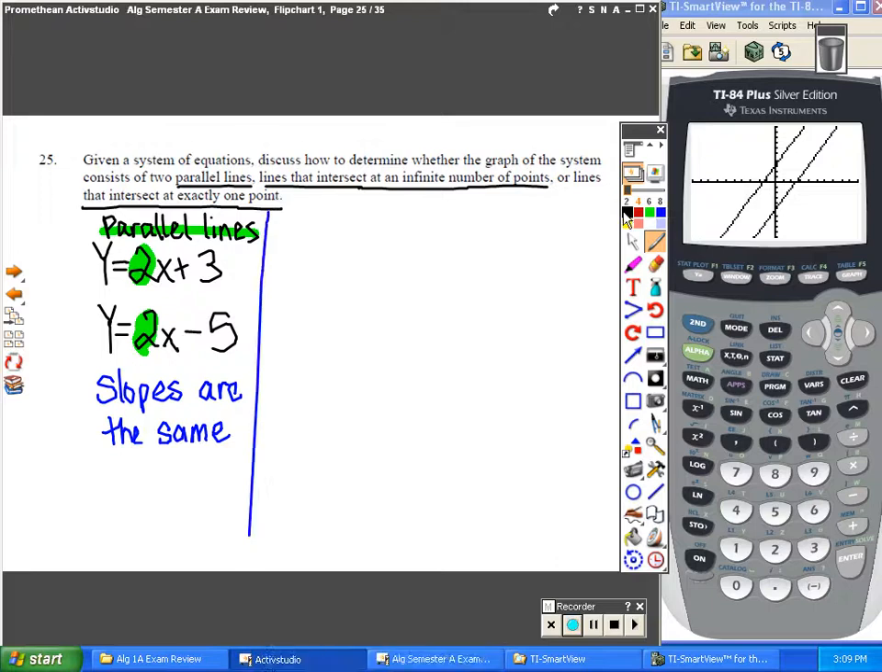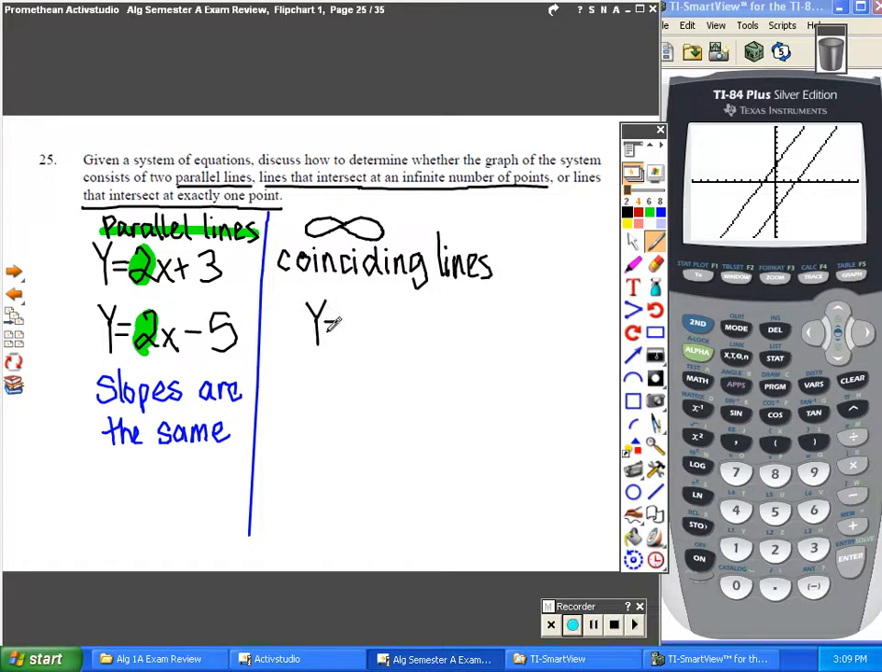The next thing we have to look at is lines that intersect at an infinite number of points. And what this is called is coinciding lines. And what coinciding lines means is that you have one line and then you're given the exact same line.